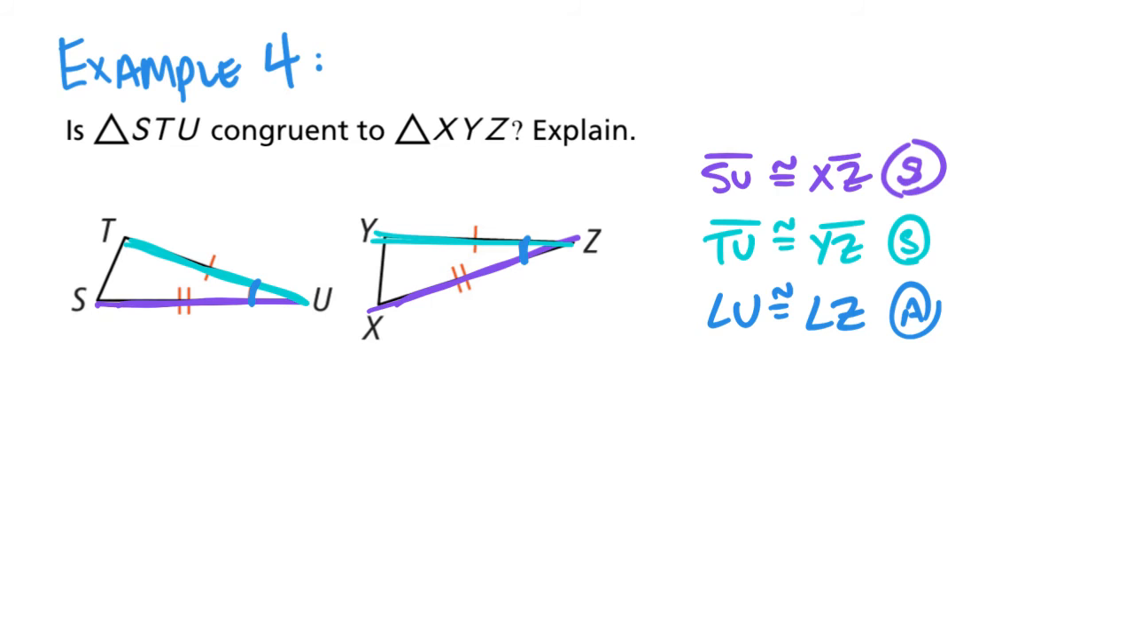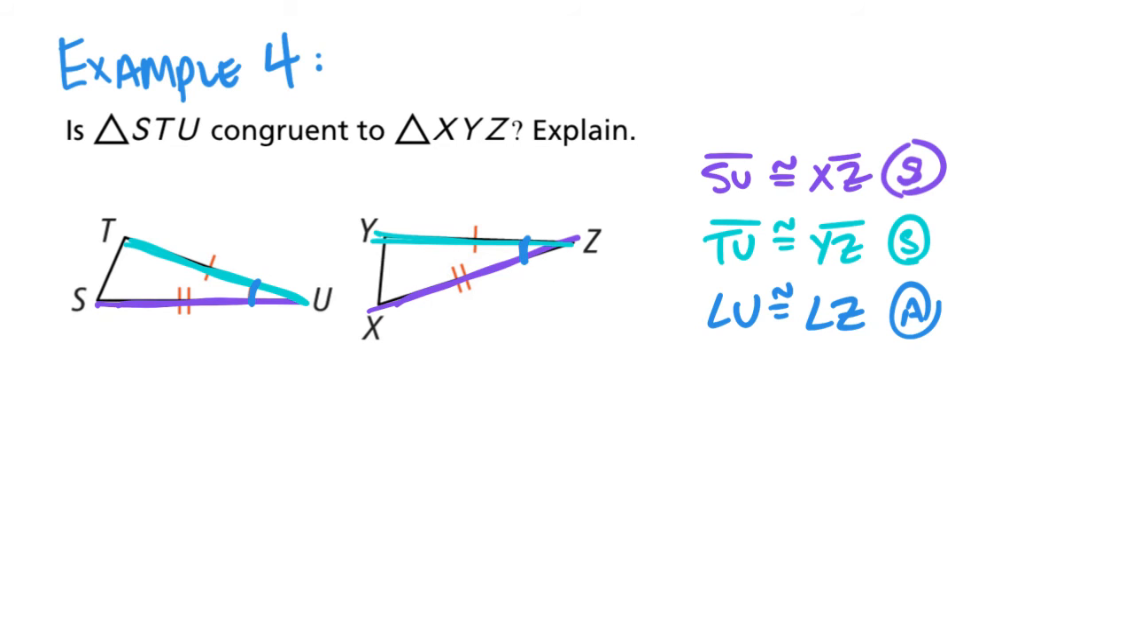We just need to verify that this angle right here is the included angle between these two sides, that it's the angle that's made by these two sides. And if I look at my picture, yes, it is, right? This angle that I've marked in blue is created by the purple and the turquoise segment, just like this angle over here is made by the purple and the turquoise segment.